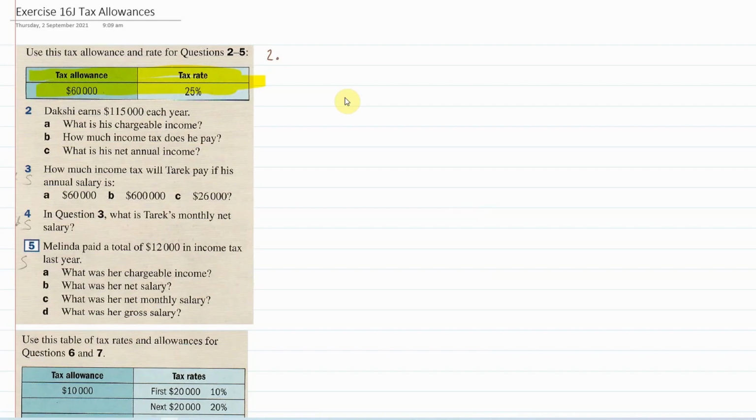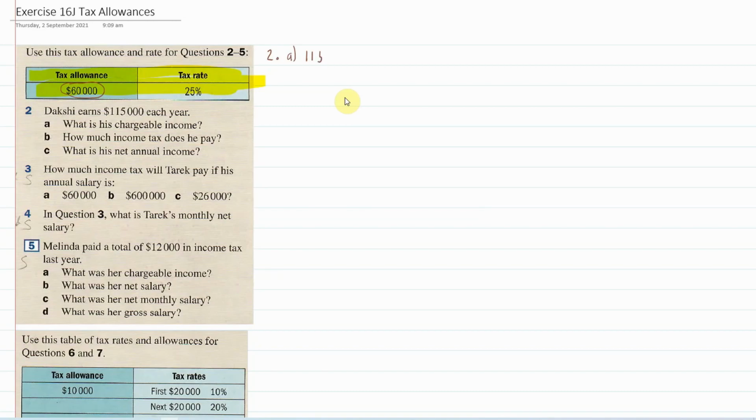Darkshi earns $115,000 each year. What's his chargeable income? Now what we do here is we notice that there's a tax allowance, a very generous one. That means that you don't pay any tax on your first $60,000 of income. So what we want to do first is to find the chargeable income.